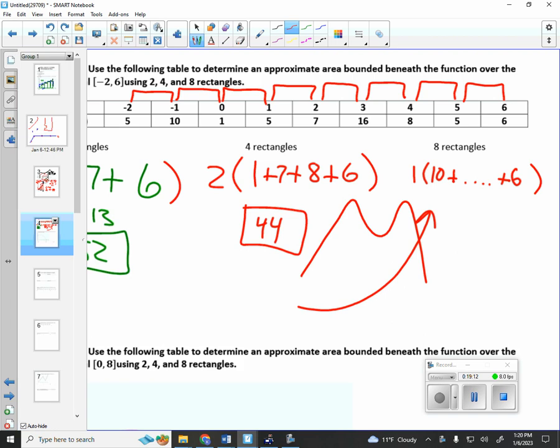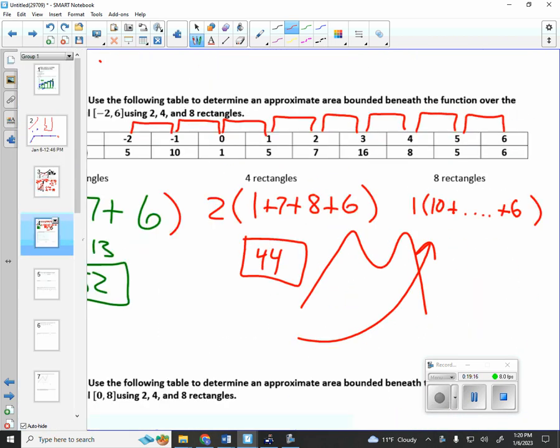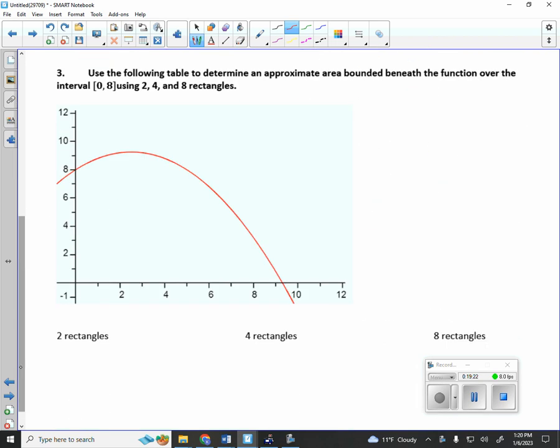This is designed exactly like the AP test. They will give you a function, okay? They will give you a set of table values. You don't know which one they're going to give you. And the third thing they'll give you, they'll just give you a picture. So let's look at that last one together. If they give you a picture, it says use the following graph to determine an approximate area bounded beneath the function over the interval 0 to 8 using 2, 4, and 8 rectangles.